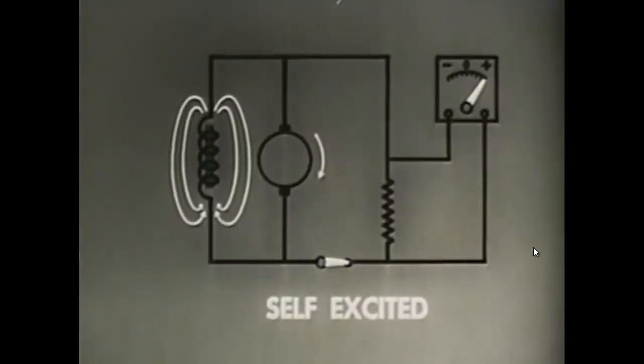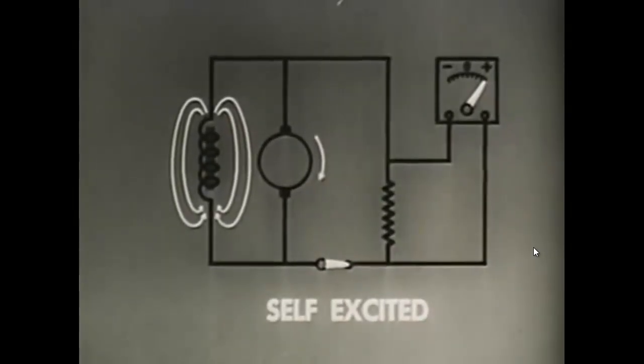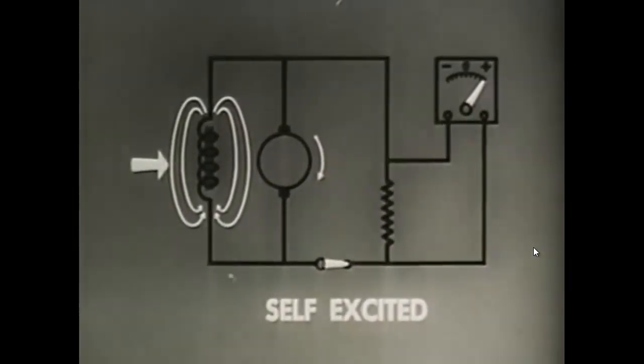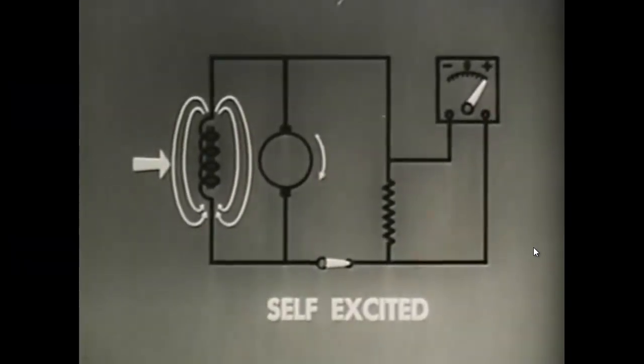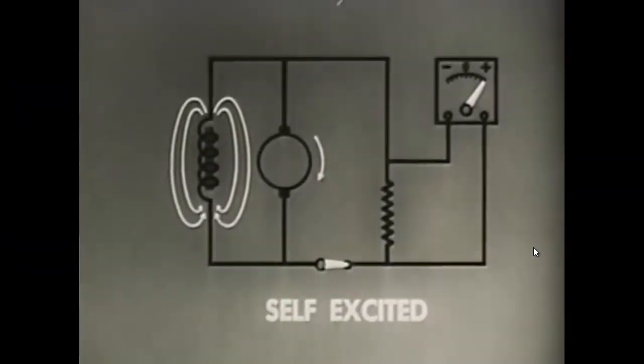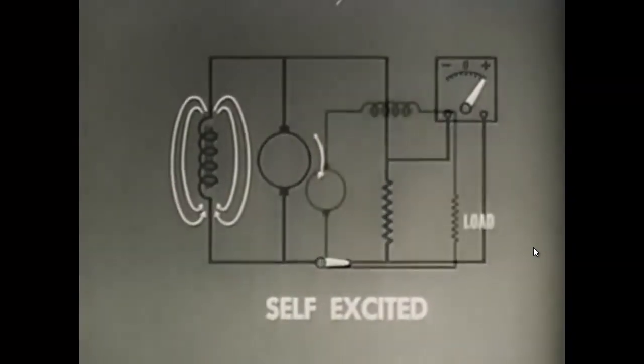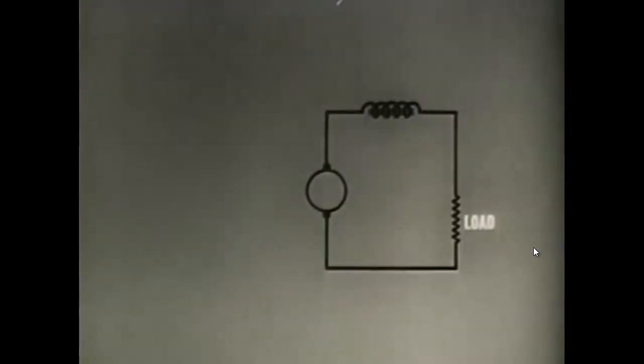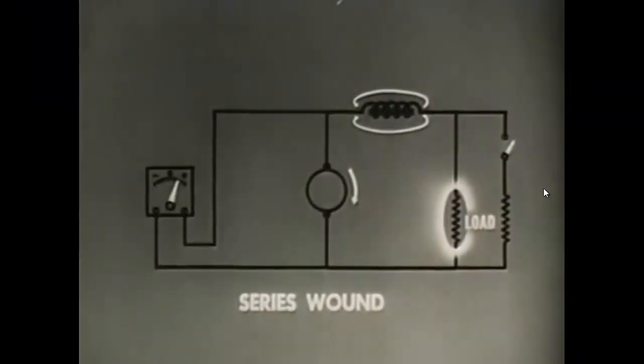Generators must be initially magnetized. The residual magnetism in the core of a field winding provides enough magnetism to begin generator action. The field coil winding may be connected in several ways. This is a series wound generator, which means the field coil is in series with the armature. Because of this series arrangement, it has poor voltage regulation.